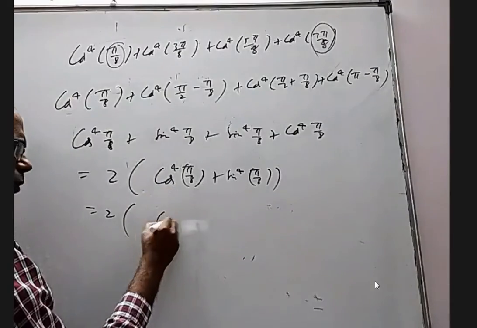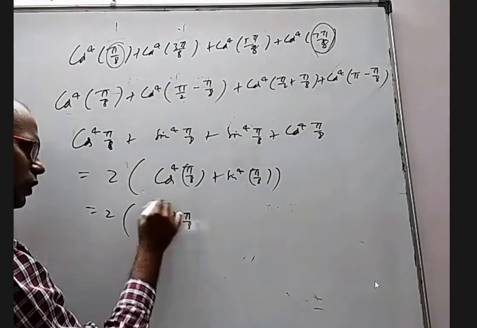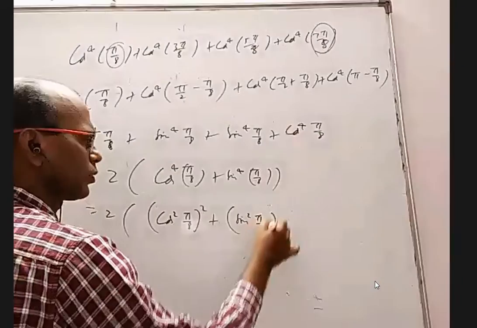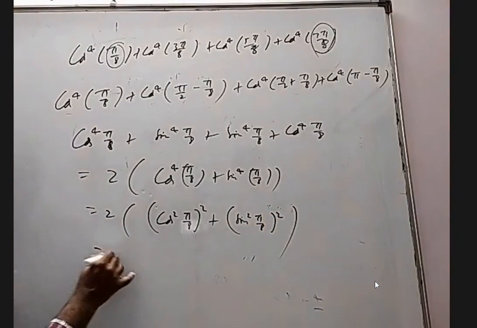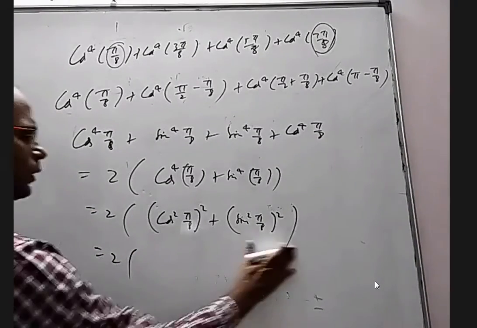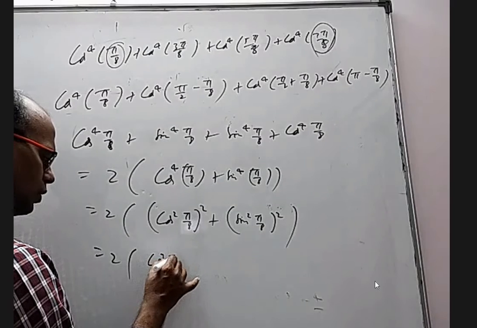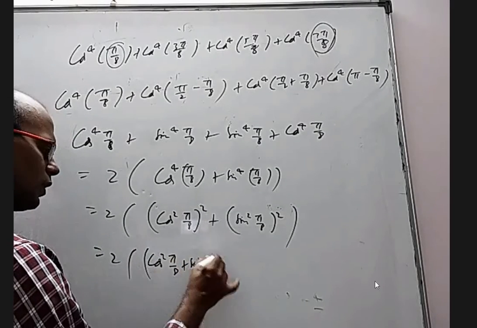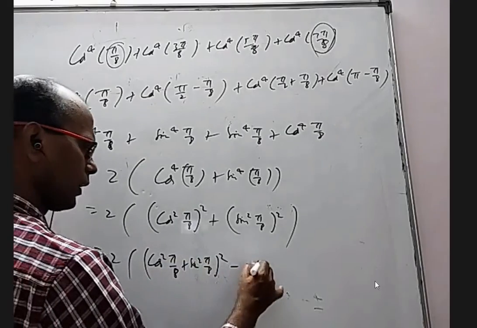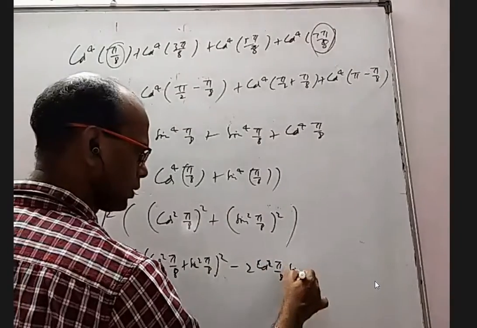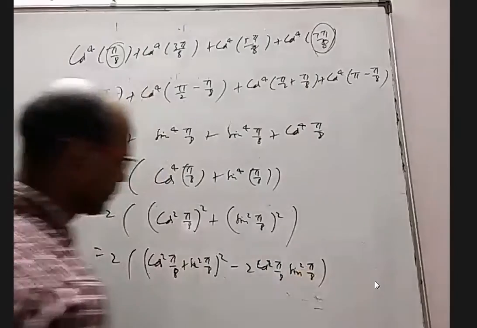This cos power 4 pi by 8, I am going to write as cos square pi by 8 whole square. This sin power 4 pi by 8, I am going to write as sine square pi by 8 whole square. It is like a square plus b square, which I can write as a plus b whole square minus 2ab. So that is cos square pi by 8 plus sine square pi by 8 whole square minus 2 cos square pi by 8 and sine square pi by 8.